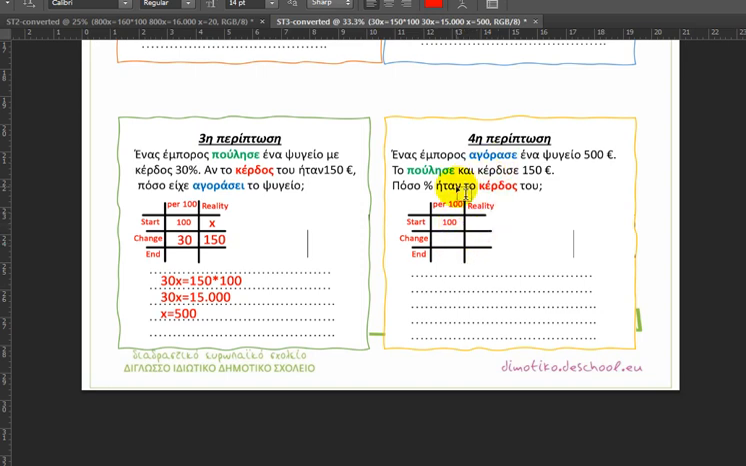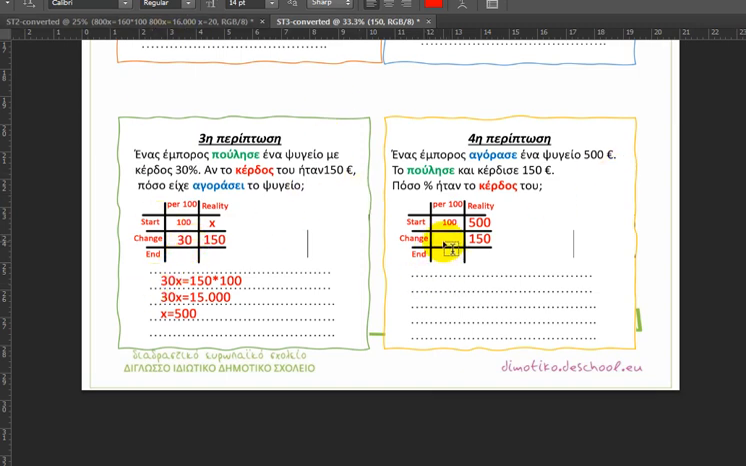Problem 4 says that the salesman bought the fridge for 500 euros. So that's the starting price. And he sold it for an extra 150 euros. We're being asked what percent more did he charge, basically. What percent was his profit? So we already know it's 30% from the previous problems.